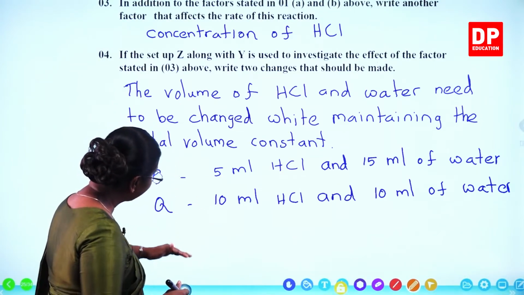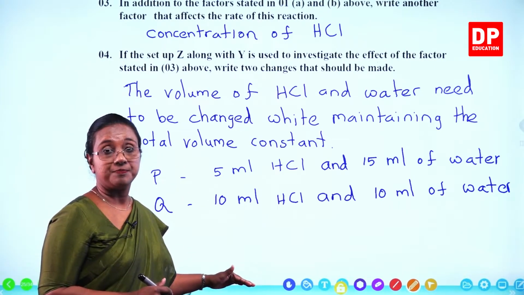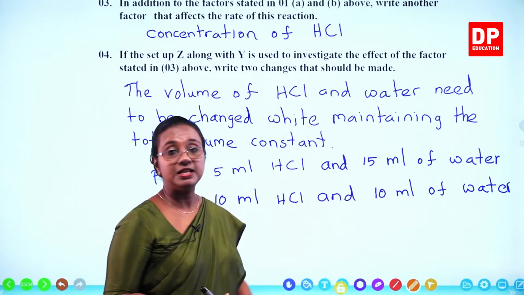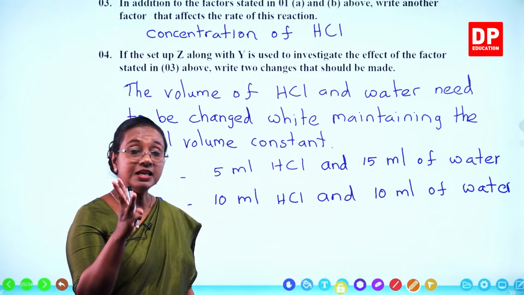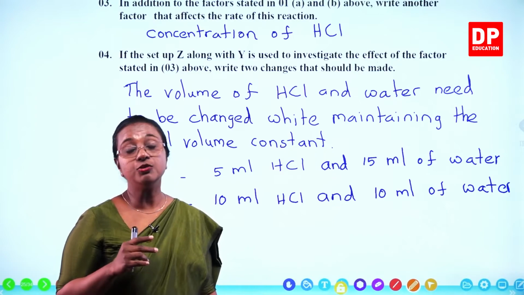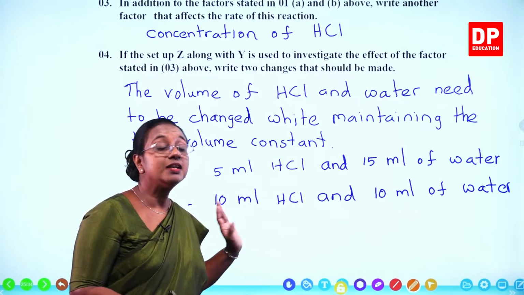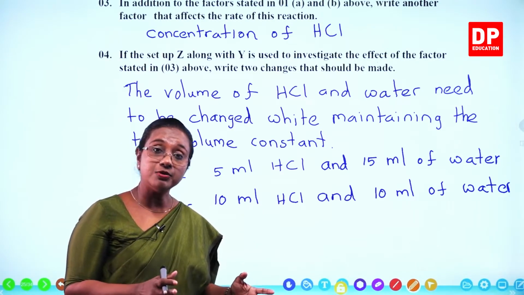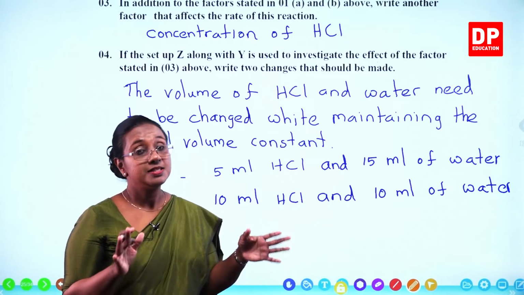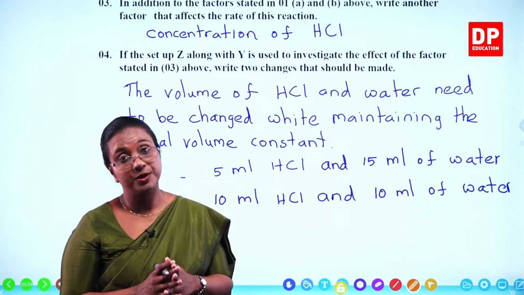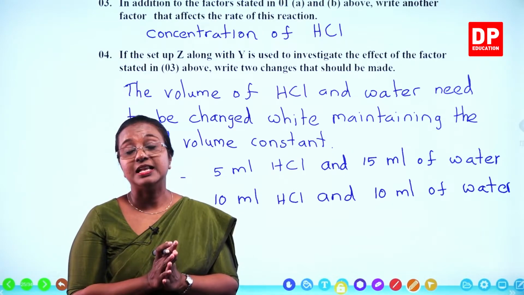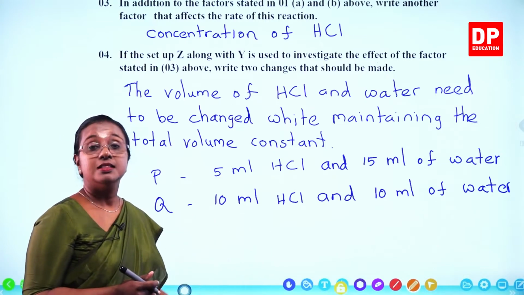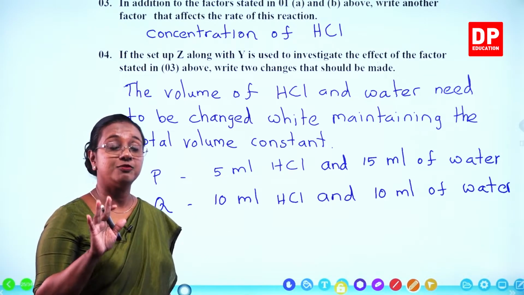Like this, you can even have more setups. Like you can have PQR, this can be 15 milliliters and 5 milliliters of water. So you can have 3 different concentrations or you can just stick to 2 different concentrations. But what should be calcium carbonate? We have to stick to either calcium carbonate powder or calcium carbonate chips. It's easier to go for calcium carbonate powder. And also you need to maintain the temperature constant. Temperature has to be maintained and the surface area of reactants has to be the same.